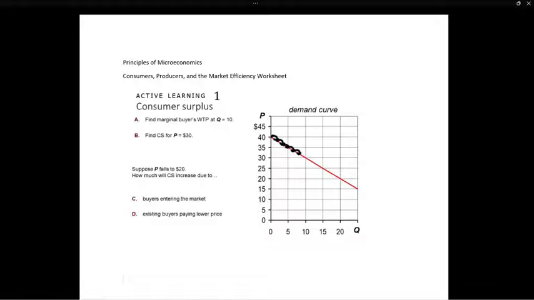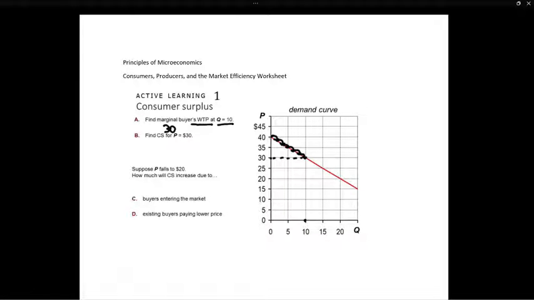So the question here: find the marginal buyer's willingness to pay at 10 units. So the 10 units is here. And when we look at the demand curve, the additional buyer entering the market willing to buy the 10th unit is also willing to pay $30. Here we have the marginal buyer's willingness to pay at $30. So let's put that here. So the marginal buyer's willingness to pay is 30.